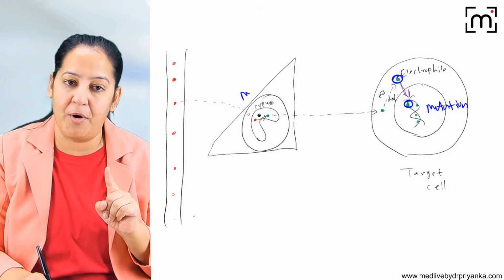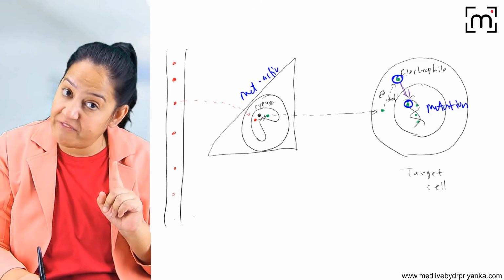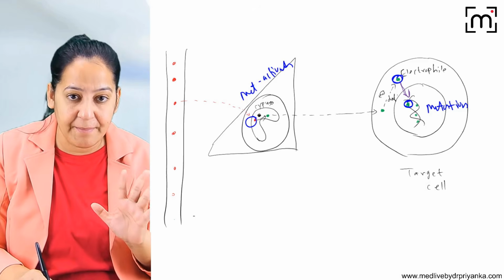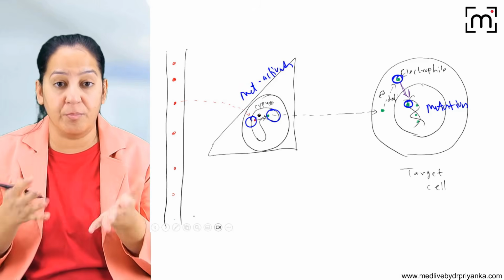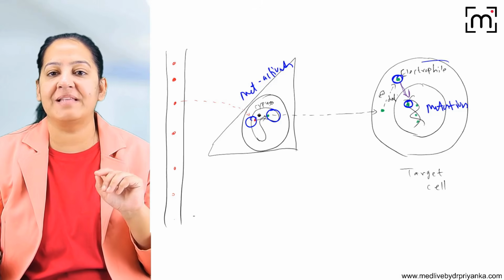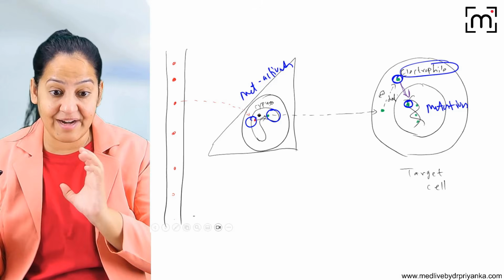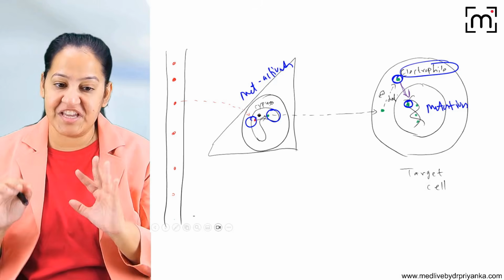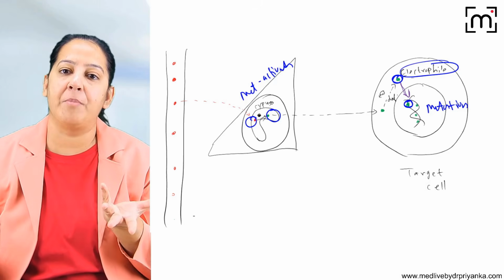So first, metabolic activation takes place in the liver always, in which the inactive chemical gets converted to active chemical by cytochrome P450. The second step is electrophile formation, which takes place in the target cell cytoplasm, in which the chemical loses the electron and becomes positively charged.